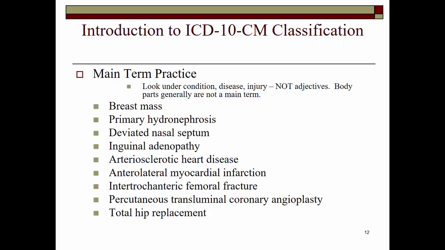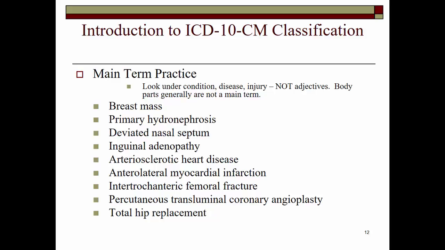The next diagnosis that we have here is inguinal adenopathy. Our main problem or condition is adenopathy, and we can have adenopathy in all the areas of our body where we have nodes or glands. This particular one is located in the inguinal area. So main term adenopathy, and look for the subterm inguinal or a synonym of inguinal, which might be groin.